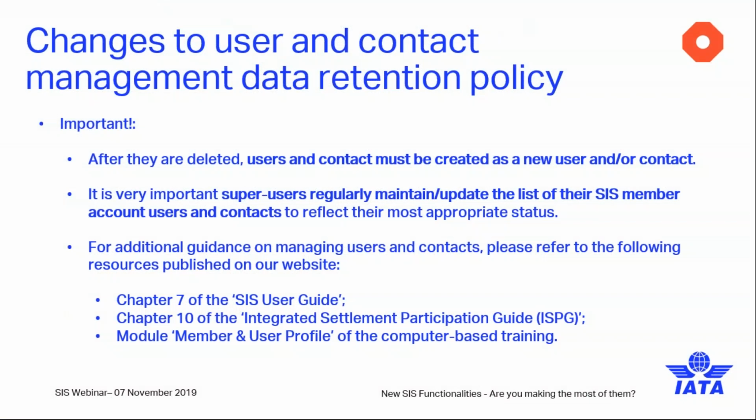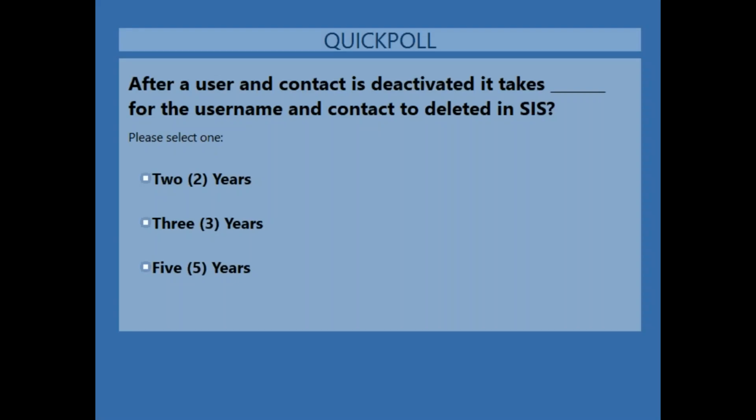So right now, before we get into the other section, Jojo, I'll ask you to present the second question. Yes, regarding the question, after a user and contact is deactivated, it takes how long for the username and contact to be deleted in SIS? And again, we'll give you 15 seconds, so please put on your vote now. So the options are 2 years, 3 years, and 5 years. And there's still a few people that have not voted, so please cast your vote.